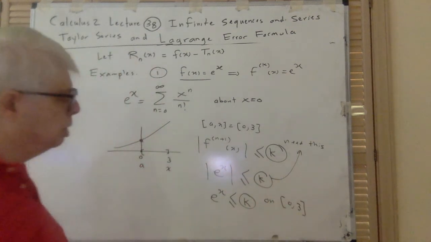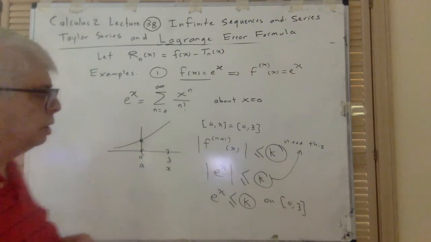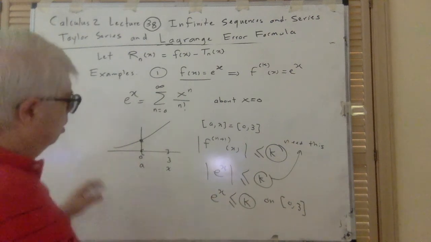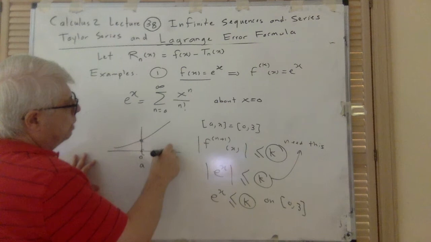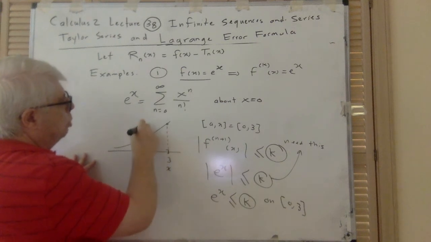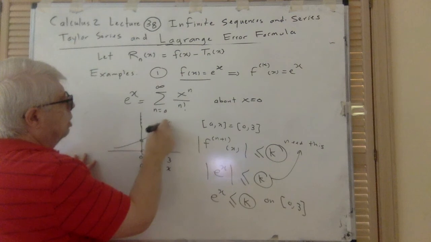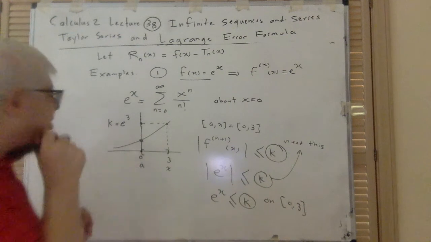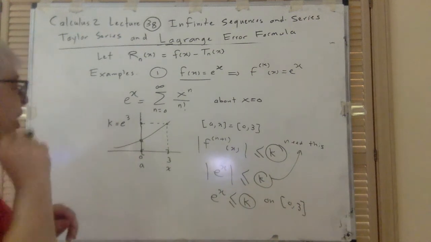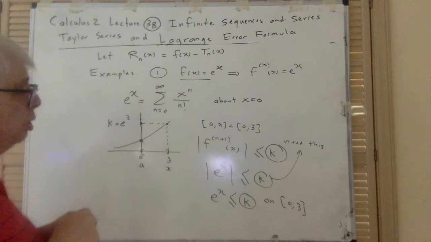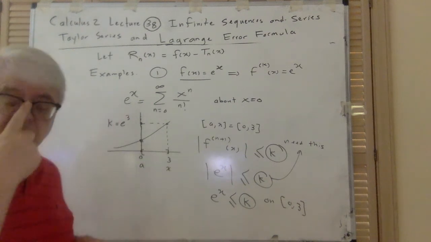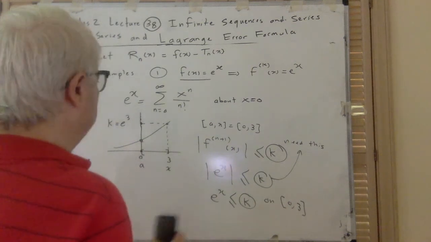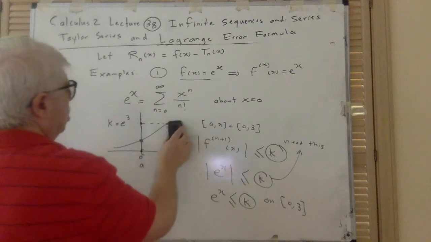Well, e to the power x is an increasing function, right? So what is k? Since it is increasing, k is in fact the value of the function at point 3. This is k, e to the power 3. So my k is e to the power 3, no matter what n is. So I have an upper bound on this interval.